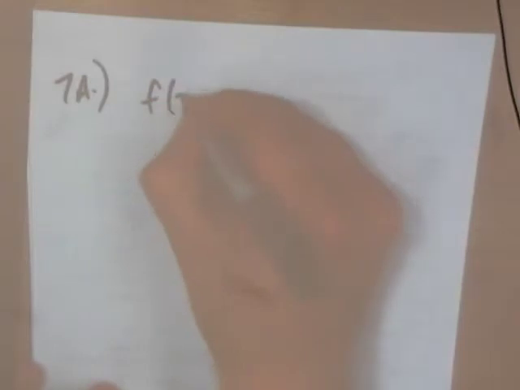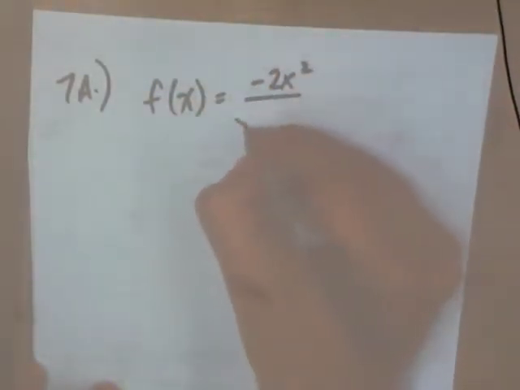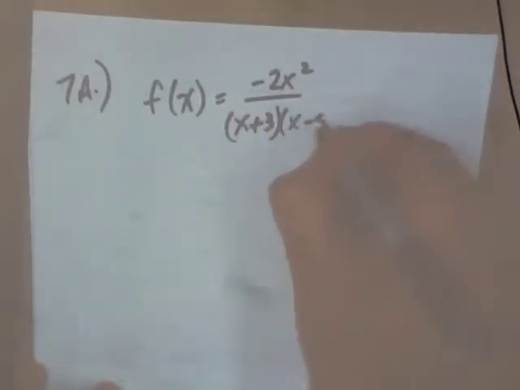All right, number seven. Find the domain of each. Seven A, B, and C. F of X is equal to negative 2X squared all over X plus 3 and X minus 5.